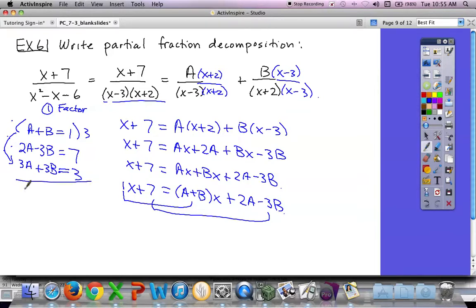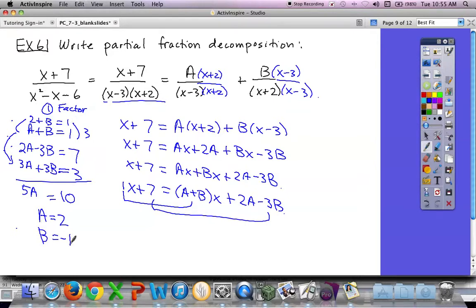2a plus 3a is 5a. The b's cancel, and the right-hand side is 10. So A equals 2. Okay, that's one. Now you need the B. Yeah, plug it in anywhere, probably the first one, right? If 2 plus B equals 1, then B equals -1.